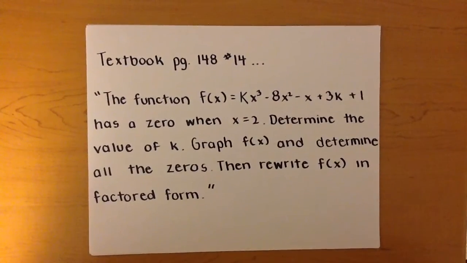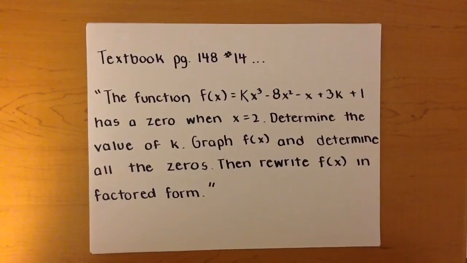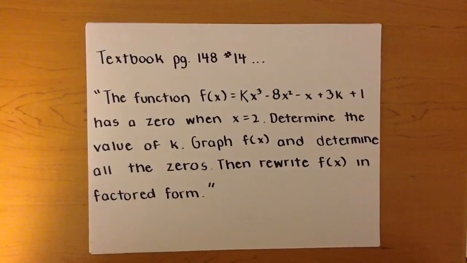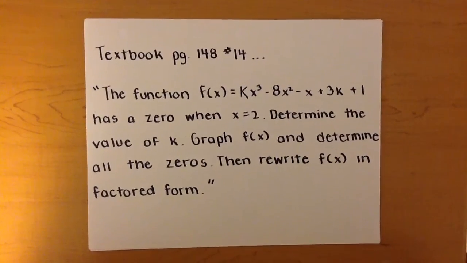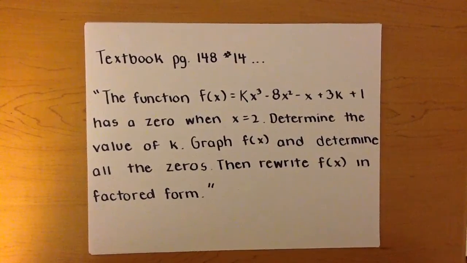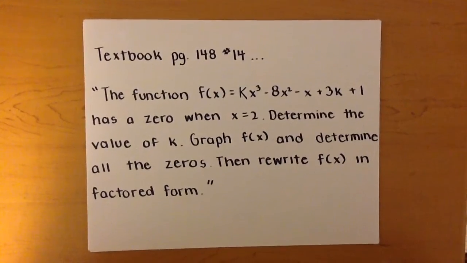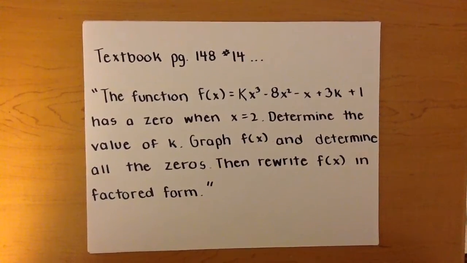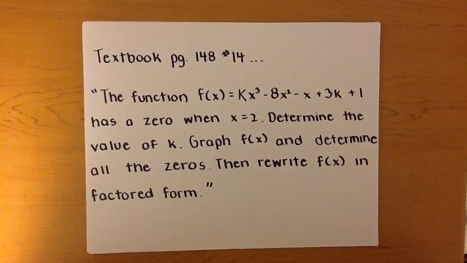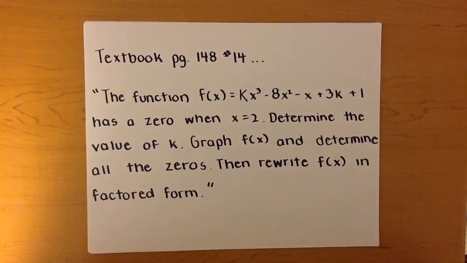The question of focus is from page 148 of the textbook, question number 14, and is as follows. The function f of x is equal to kx cubed minus 8x squared minus x plus 3k plus 1 has a 0 when x equals 2. Determine the value of k. Graph f of x and determine all the zeros. Then rewrite f of x in factored form.